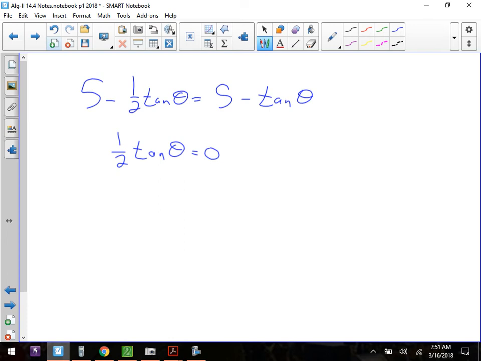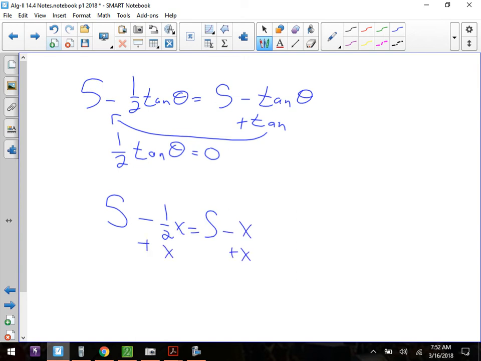I added that over. Think of it this way. If this is 5 minus 1/2 x equals 5 minus x, if I add x, that's what I'm doing. Treat the tangent, when you have equations like this with variables on both sides, treat it just like you would anything like that. Okay? It's much cleaner that way. Less brain work. You like that?